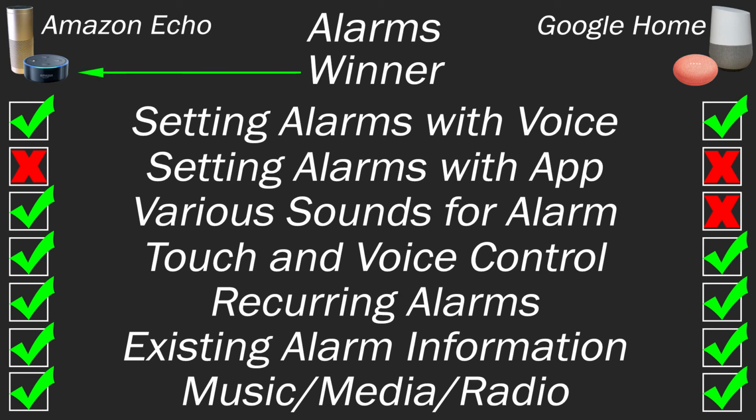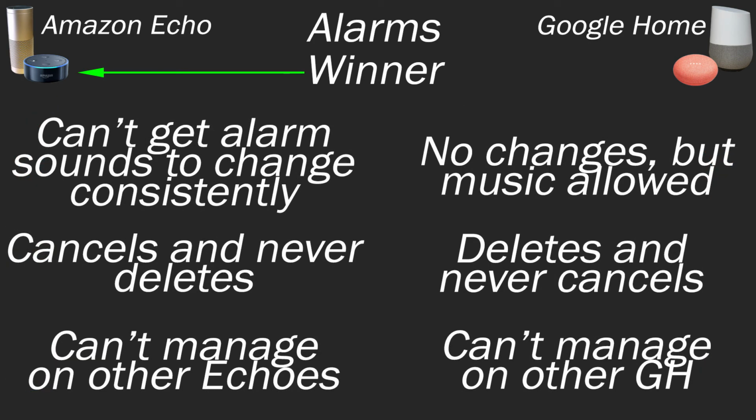So overall, the winner is the Amazon Echo in terms of setting and managing alarms. And I would say the management of alarms in the app was a little bit better on the Amazon Echo because you could do a lot more. And then obviously they have a number of sounds for an alarm. You're not just stuck with one, like you are with the Google Home. So the Amazon Echo has won in terms of functionality, but we should talk about some of those little nuances that might frustrate you as an owner.